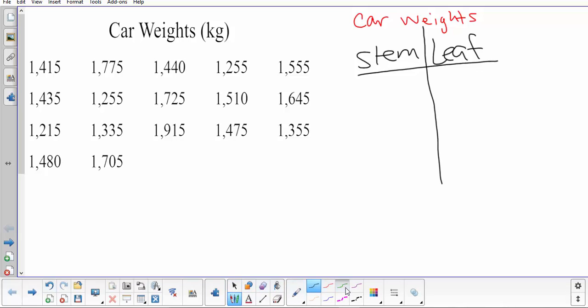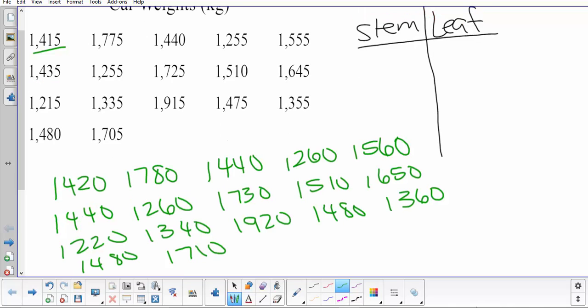So what we do is we take our numbers and we round them: 1, 4, 2, 0. We round them to the 10th place. So our next one would turn into 1, 7, 8, 0. I have now written down the rounded values for all of the numbers in my original list. At this point, I'm going to break them into the stems and leaves.